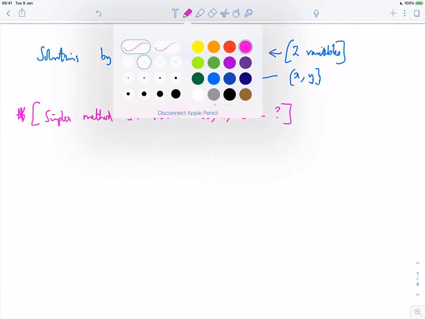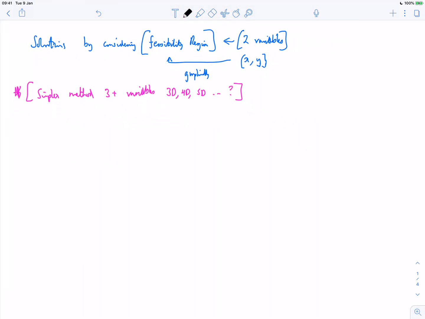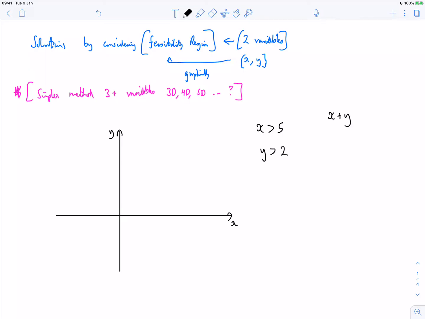So I'll do a really easy one in a completely abstract case. Suppose I've got my XY coordinate axes like so, and suppose I have the conditions that x has to be greater than 5, y has to be greater than or equal to 2, but x plus y has to be less than or equal to 10.